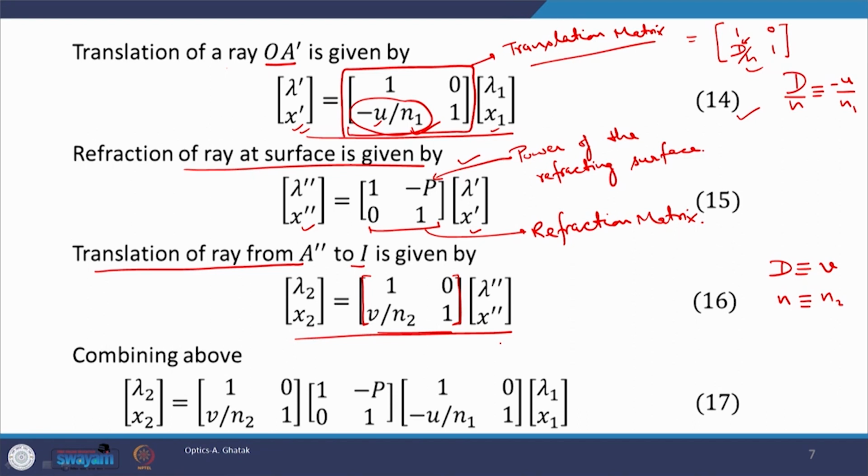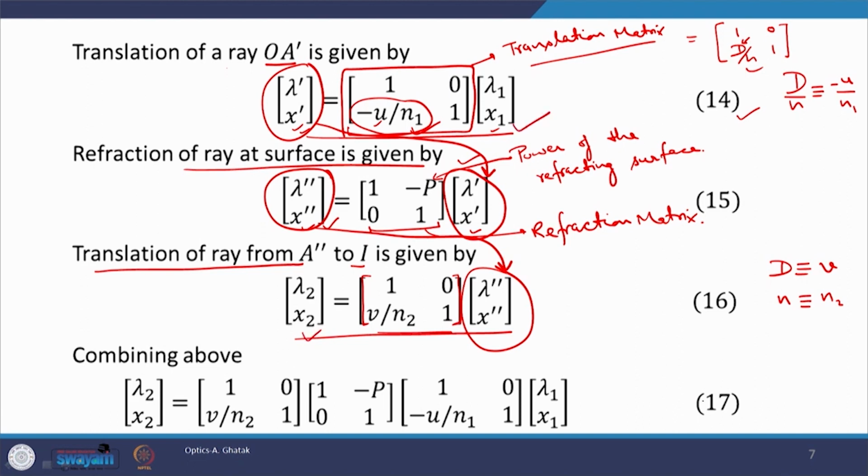What is our ultimate goal? We want to relate lambda double prime x double prime with lambda prime x prime. How to do this? We will substitute lambda prime x prime from equation number 14 to equation number 15, and this will give the expression for lambda double prime x double prime, and then the final expression of lambda double prime and x double prime would be substituted to equation number 16. This will give a relation between lambda 2 x2 and lambda 1 x1, and which is given by equation number 17 here. This relates lambda 1 x1 with lambda 2 x2, okay, in matrix form.